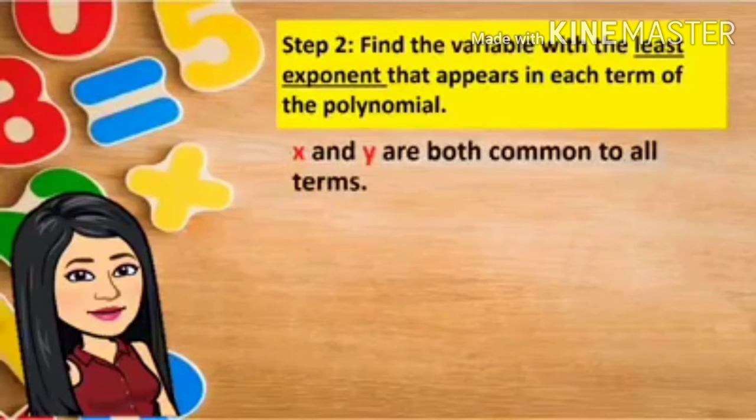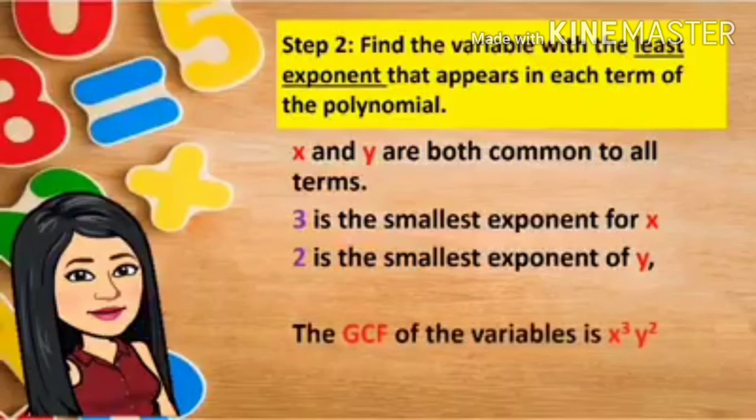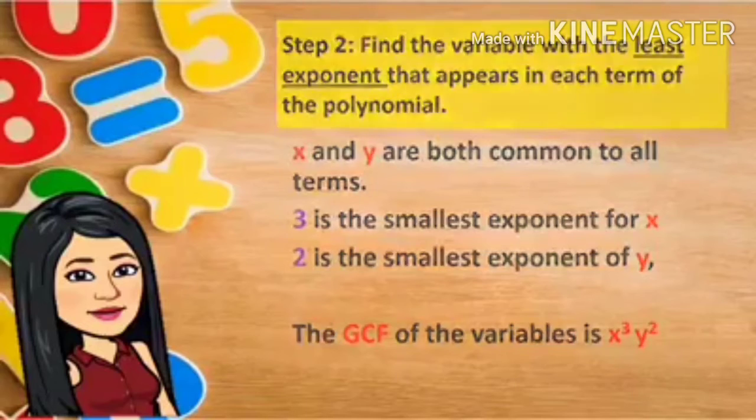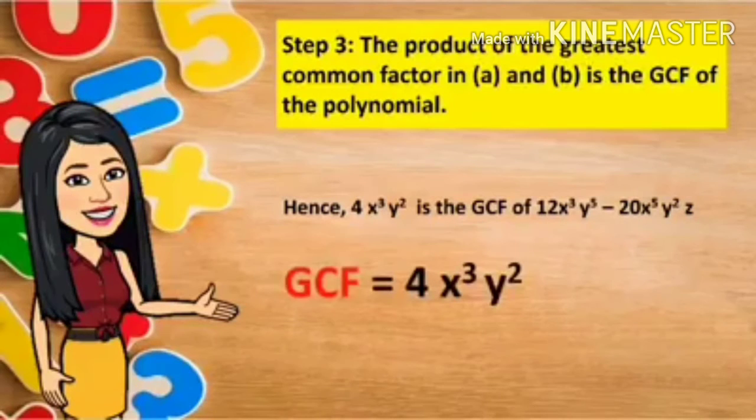Since x and y are both common to all terms, both terms have a common variable of x and y. We're going to find the least exponent of the variables. 3 is the smallest exponent for x, 2 is the smallest exponent of y. Thus, x cubed y squared is the GCF of the variables. Step 3. The product of the greatest common factors in a and b is the GCF of the polynomial. Hence, 4x cubed y squared is the GCF of 12x cubed y raised to 5 minus 20x raised to 5 y squared z.